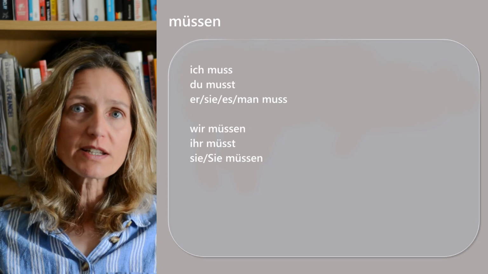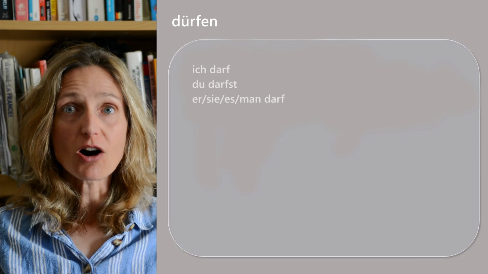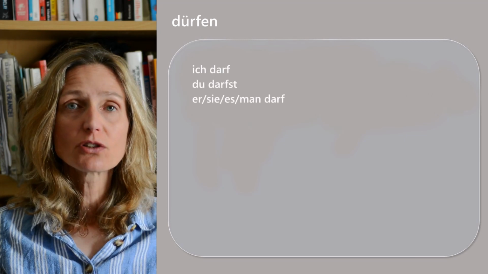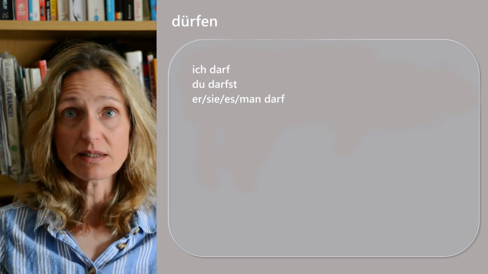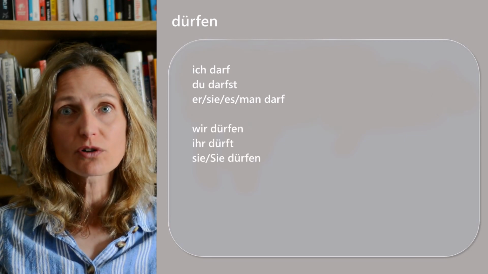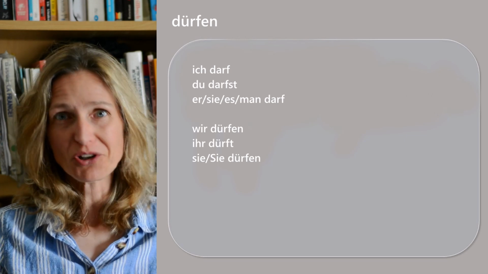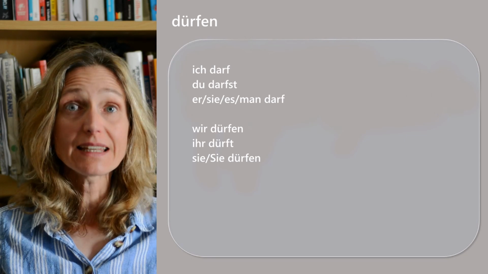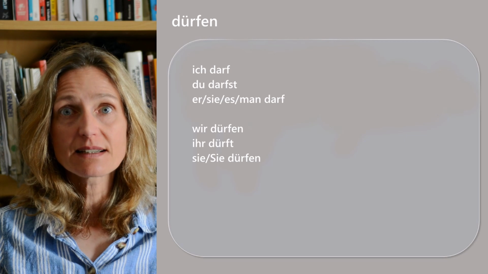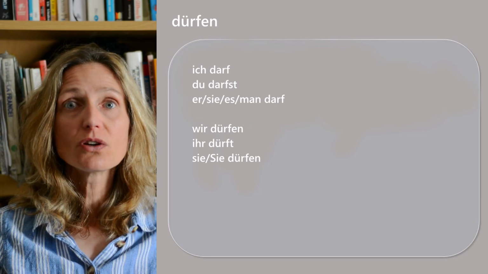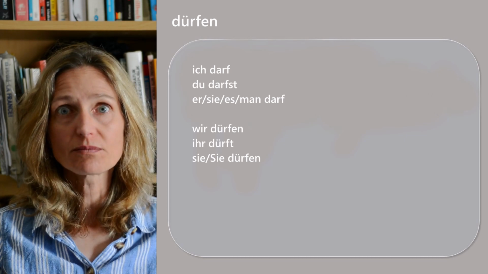The third one is dürfen, to be allowed to. The conjugations are ich darf, du darfst, sie, es, man darf, wir dürfen, ihr dürft, sie dürfen. I'll go through these once more. It's ich darf, du darfst, sie, es, man darf, wir dürfen, ihr dürft, sie dürfen.